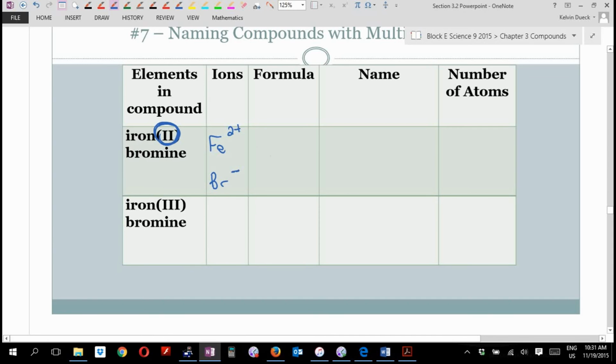And now we crisscross and we can get the formula. Fe, how many? Br, how many? Fe, how many Fe's? How many irons? 1. And how many Brs? 2.